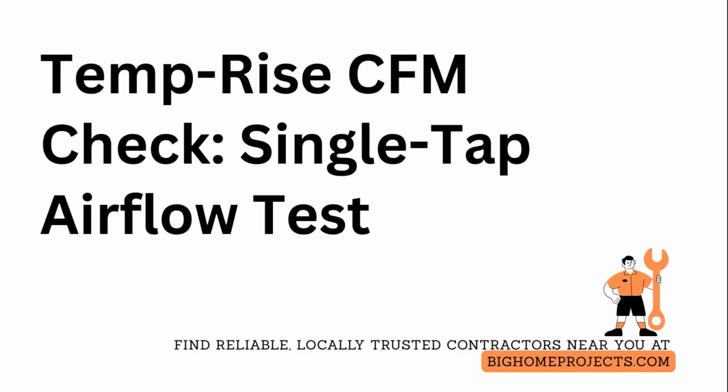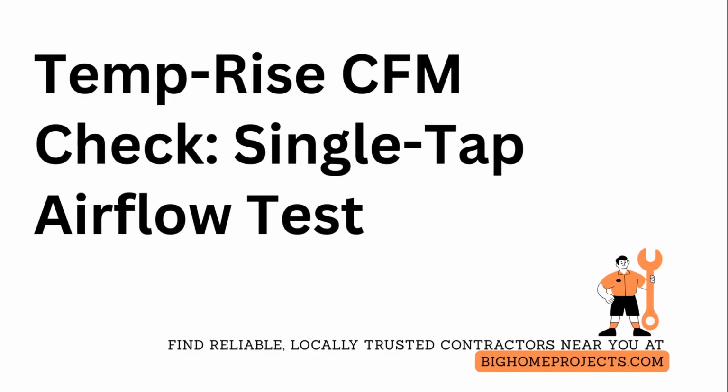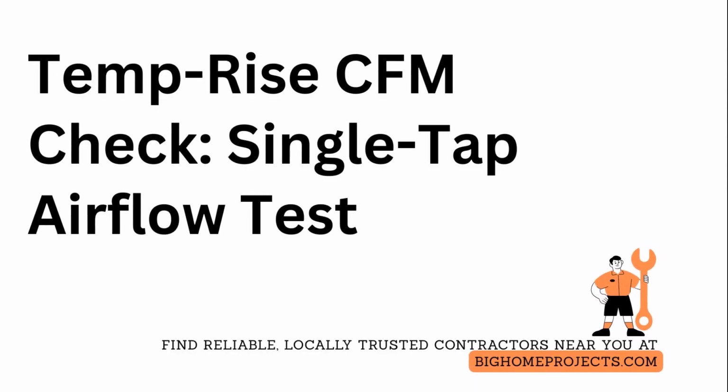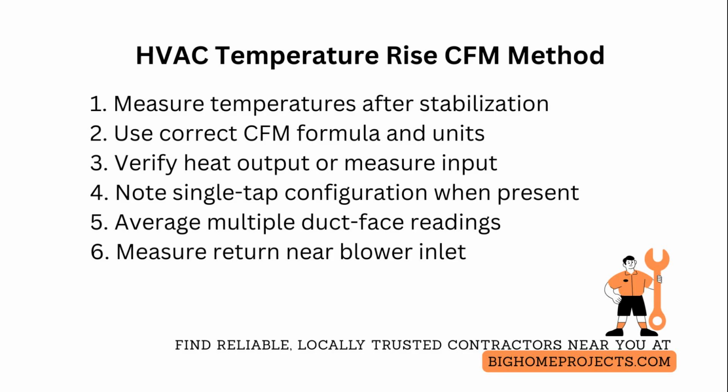Measure airflow precisely using the HVAC temperature rise formula to convert supply-return temperature difference into cubic feet per minute and verify system performance fast. For an accurate calculation, measure supply and return temperatures with a calibrated digital thermometer at least 5 minutes after the system has stabilized. Record the temperature rise to the nearest tenth of a degree Fahrenheit.